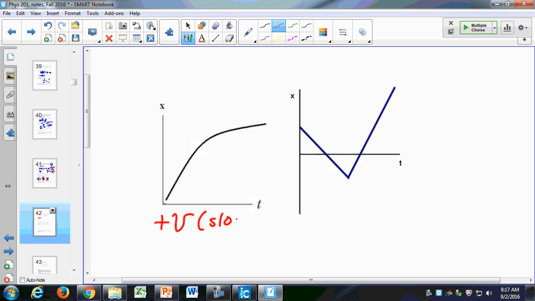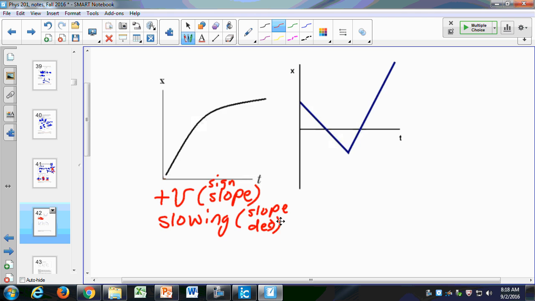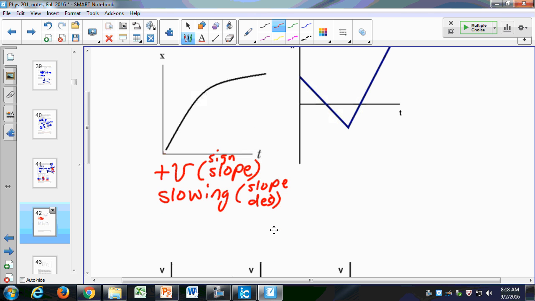That's given by the sign of the slope. I have slowing down because the slope is decreasing, and I have negative acceleration. That's this scenario. I throw something up, and then up there it stops. It slows down until it gets to the top.